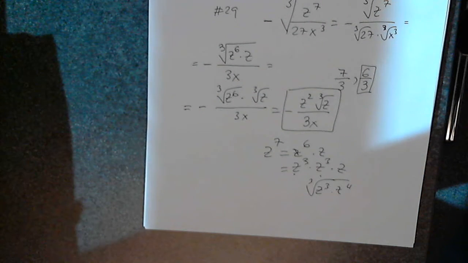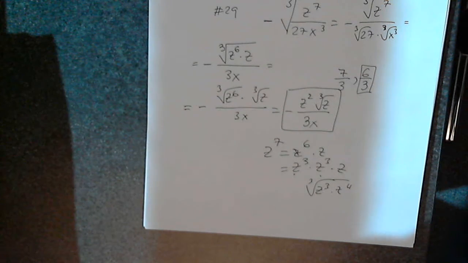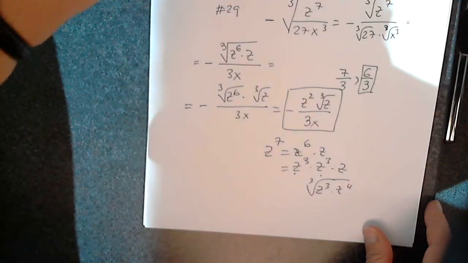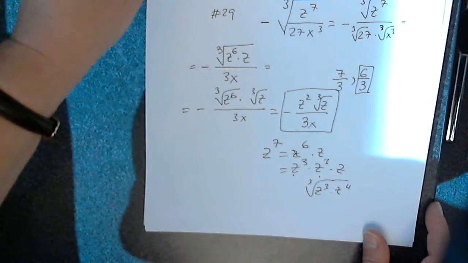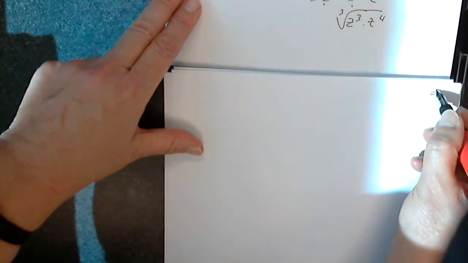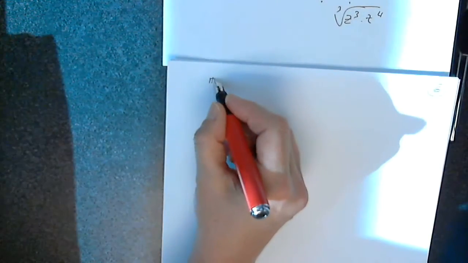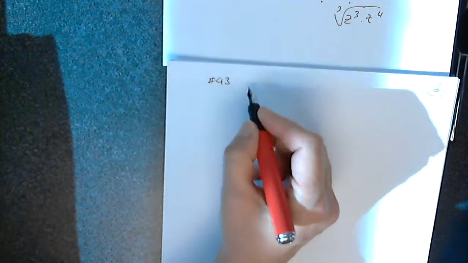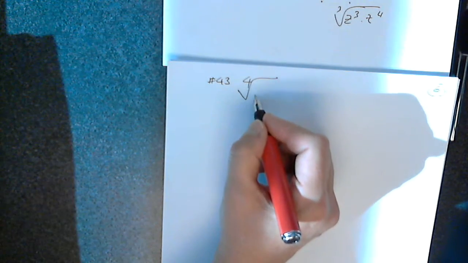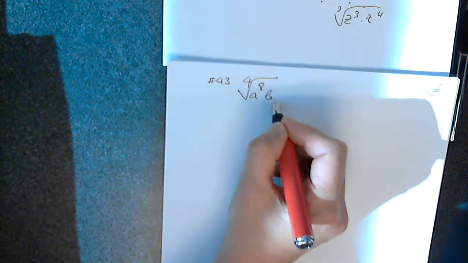Okay. Let's go to the next set, 31 through 60. These are all different situations in which we apply the same rule. Any preference? 43. In 43, we have the 4th root of a to the 8th, b to the 7th.